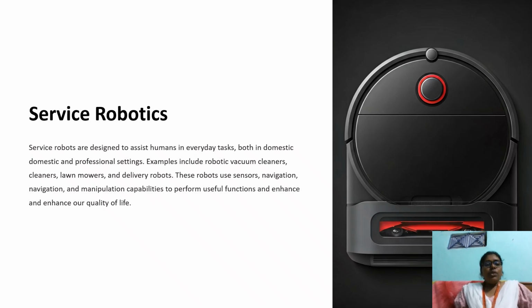You can see service robots. Service robots are designed to assist humans in everyday tasks, in both domestic and professional settings. Examples include robotic vacuum cleaners, lawn mowers, and delivery robots. These robots use sensors and navigation capabilities to perform useful functions and enhance our quality of life.